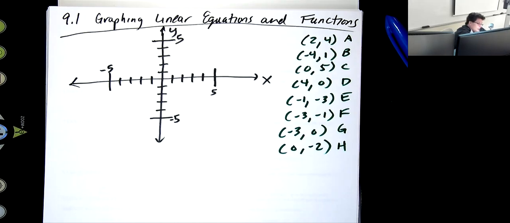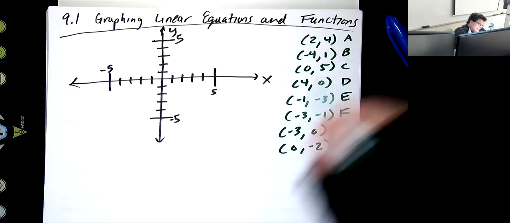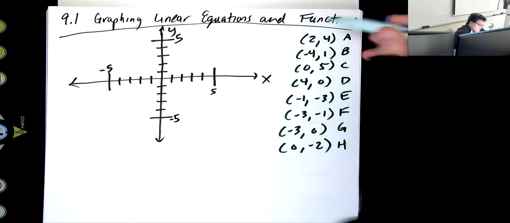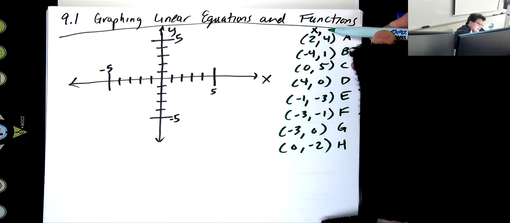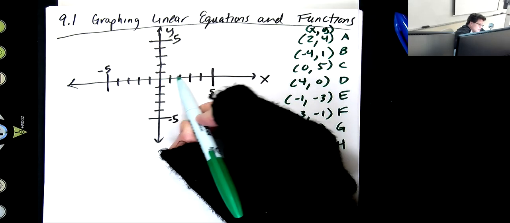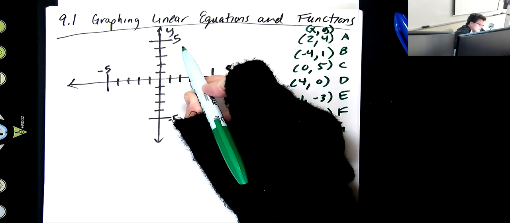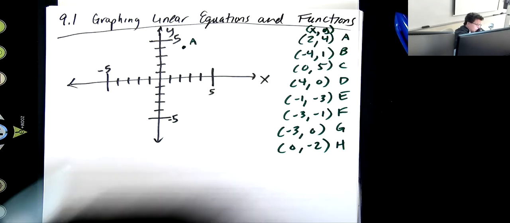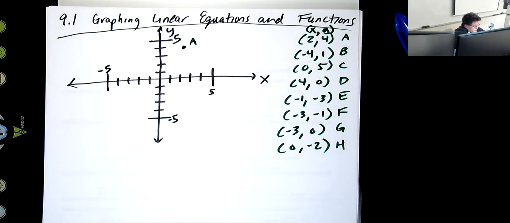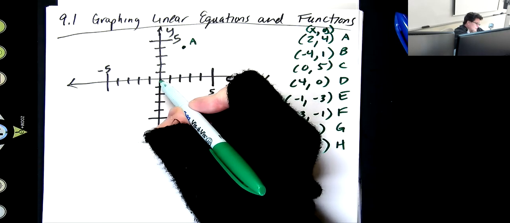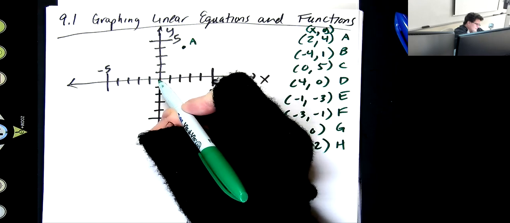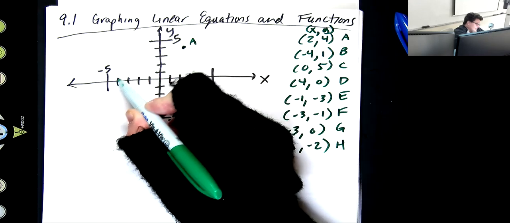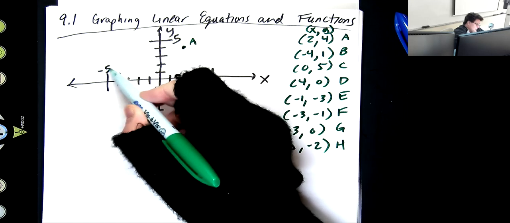For A, I want to go right 2 and up 4. Remember, this is my X, left to right, and Y is up or down. So I'm going to go right 2 and then up 4, and that will be point A. B is at negative 4, 1, so negative 4, the first number, is left or right. Left is for negative, so I go left 4. Up 1 puts me right there, that's B.